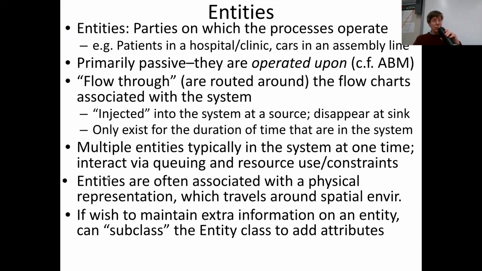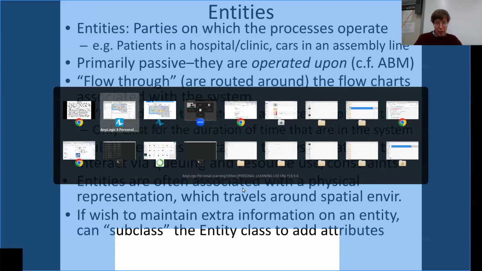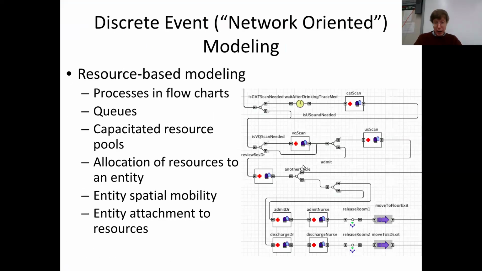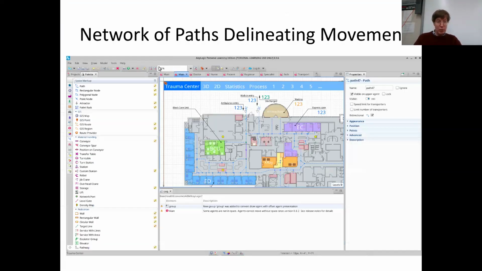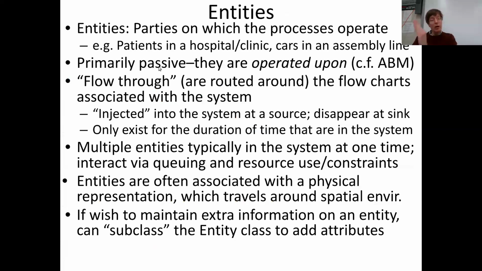Okay, so again, terminology: entities are the parties in which the processes operate. By processes, I'm talking about these operators, these blocks. They operate upon entities. The entities flow in and are operated upon here and in queue when they're waiting availability of a resource. They proceed along in a way that's resource mediated. The entities are predominantly passive here. They are indeed operated upon.